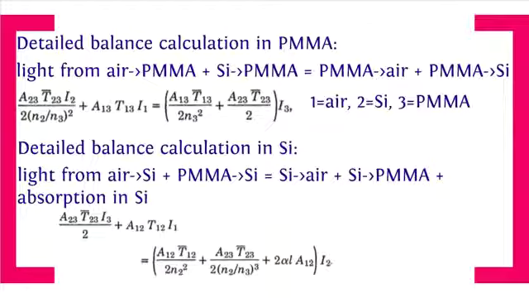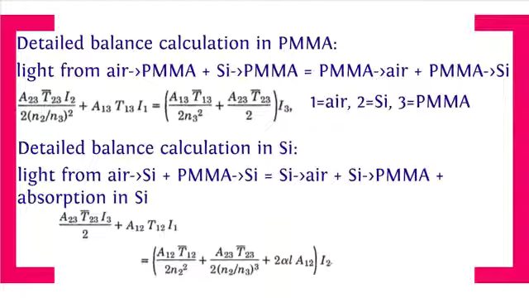Write down the equations exactly the same as before, but now you have to be careful because there's three things there. One is air, two is silicon, three is PMMA. I won't go through it, but it's exactly the same as before. You can work it out. So that's detailed balance in PMMA.